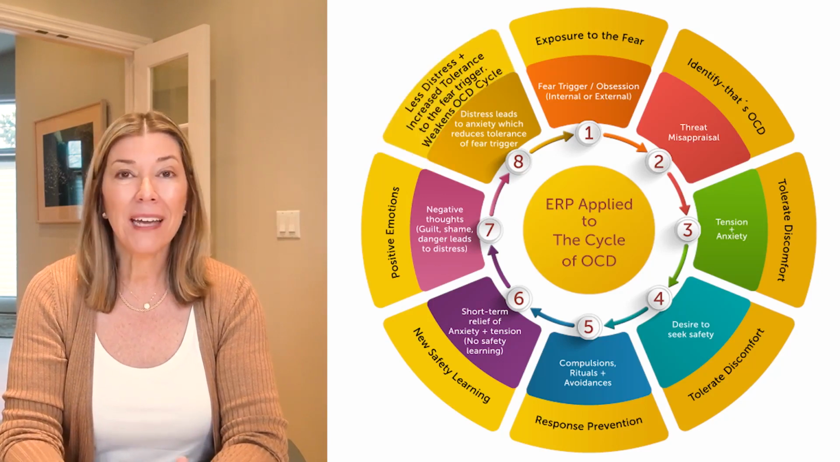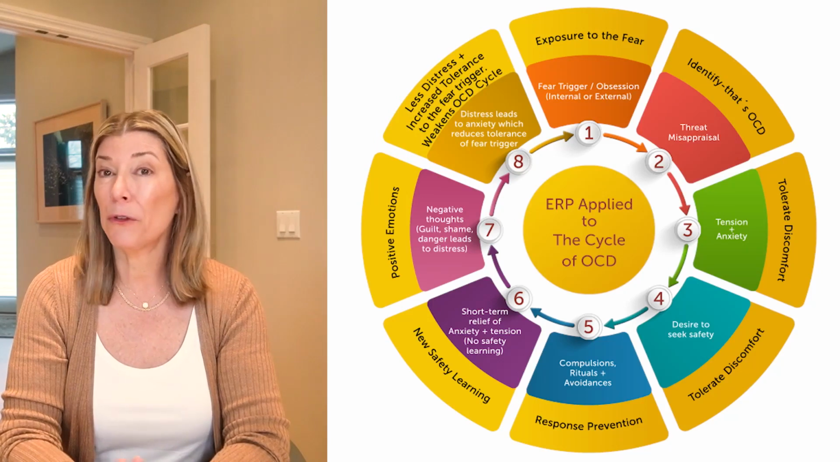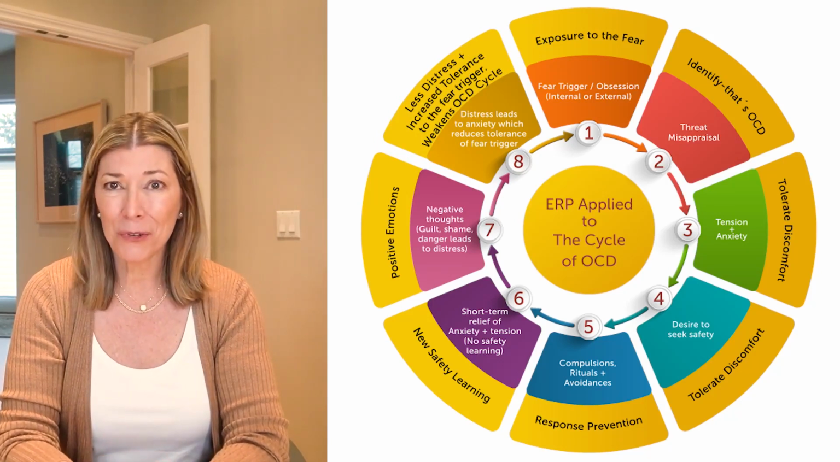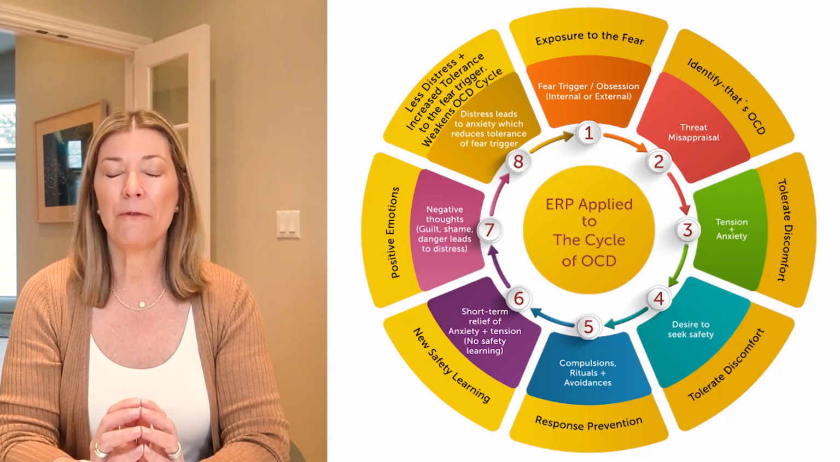In number 8, finally, you have now increased your tolerance to the obsessive thought or the fear trigger, and this weakens your OCD and weakens the cycle. So eventually, after repeating the process of ERP and doing a variety of exposures and extending the time and practice of response prevention, you will have created new neural pathways, incorporating safety learning, increased your tolerance for discomfort and anxiety, and you will have broken your OCD cycle.